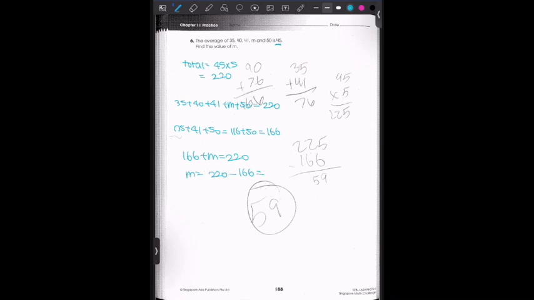Oh, sorry. 5 times 45 is 225. I just made a calculation mistake. So 5 times 45 is going to be 225. Sorry for the error. I think I misread the numbers. Sorry for the confusion. So we have 225 minus 166, and that gives you 59. And so the value of m would be 59.